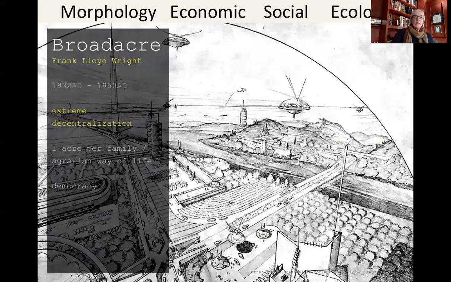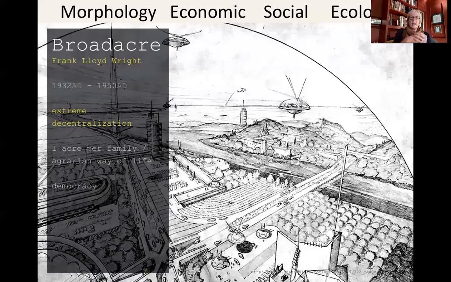You also had individuals like Frank Lloyd Wright during the same period trying to look at other types of visions for urbanization. Wright is a little bit more along the line of Garden City and Ebenezer Howard, looking at this idea of extreme decentralization. This really brings in economic, social, and ecological. And here, for the first time, there really is this idea of ecological.